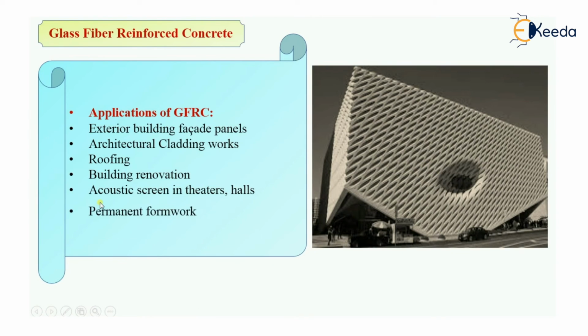And we can use it for permanent formwork. So these are the applications. We can use it for exterior building facade panels, architectural cladding works where we want good architectural appearance. Then you can use it for roofing works, for building renovation, you can construct acoustic screens by using glass fiber reinforced concrete, and for permanent formwork.